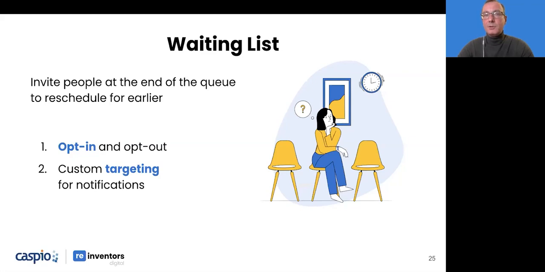Obviously you cannot inform everyone subscribed to your waiting list about each cancellation, especially when you have more people on your waiting list. Just imagine that you have 100 people on the waiting list, and for example, cancellation happens twice a day. Just imagine how much noise you will create if you try to send notifications to 100 people that just one slot became free. It means that even if 50 patients decide to reschedule for earlier, 49 will be disappointed that they are late.